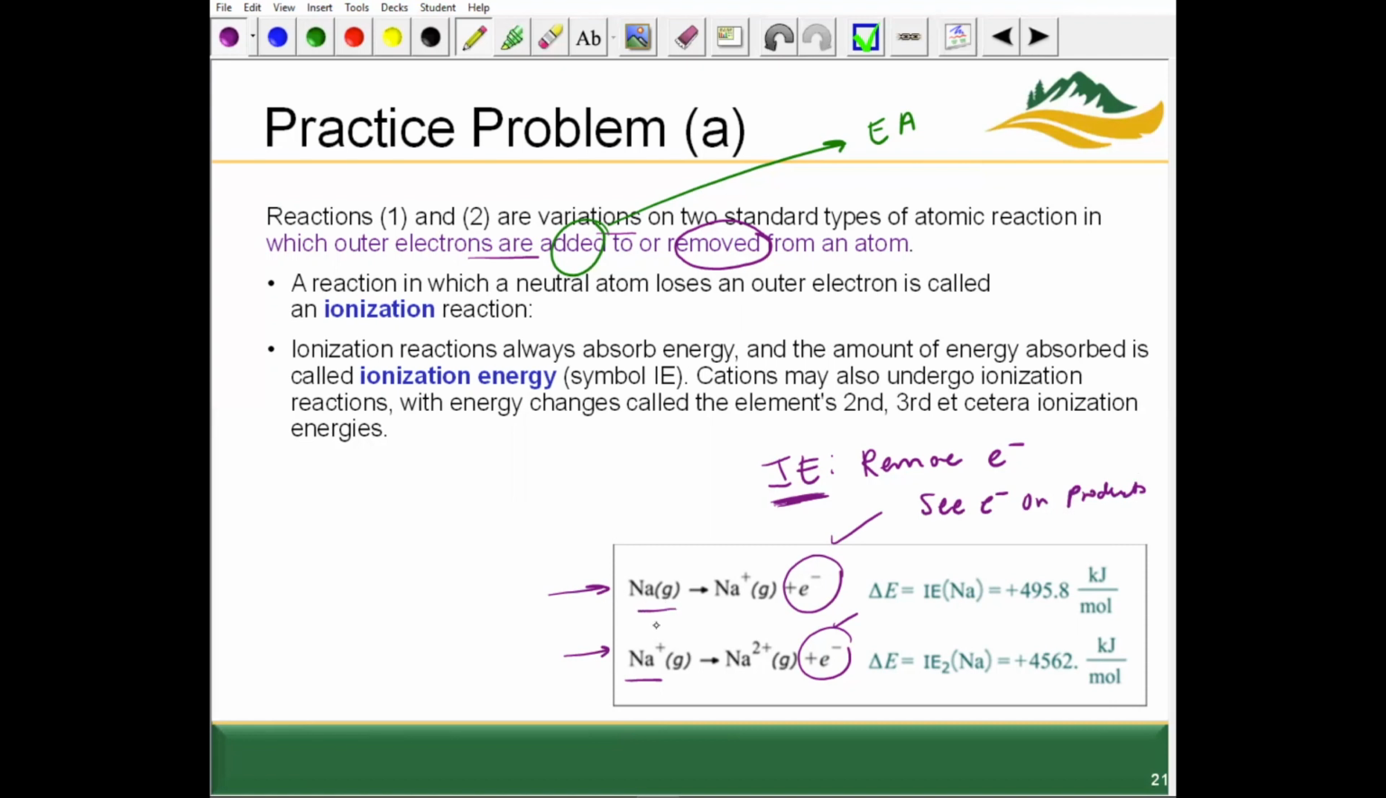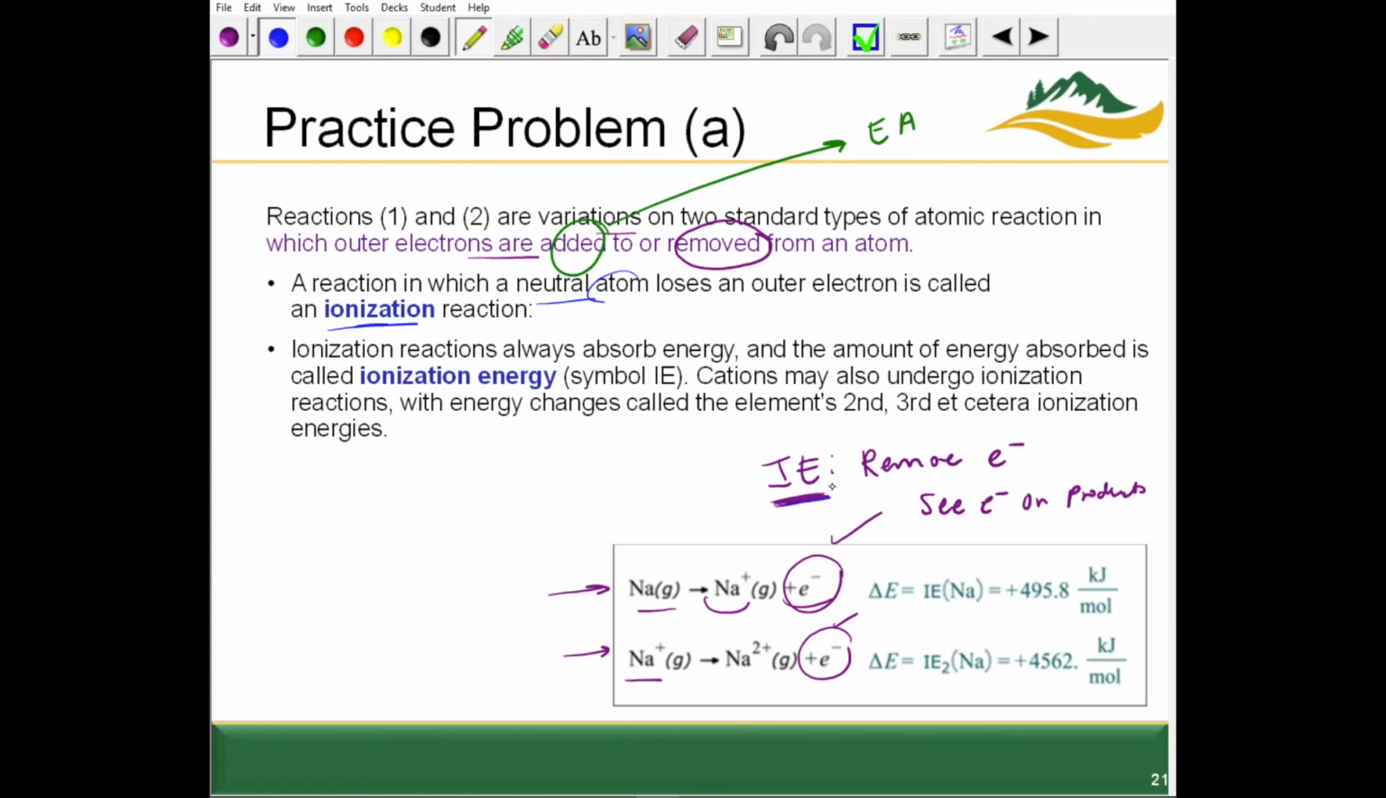So it starts out as sodium neutral, we lose an electron to form sodium plus, and we have a free electron now. This term ionization means that we're taking a neutral atom and it's losing or gaining some electrons to become either a cation or an anion. When a neutral atom undergoes ionization, it's becoming a cation or an anion by either losing electrons or gaining electrons.